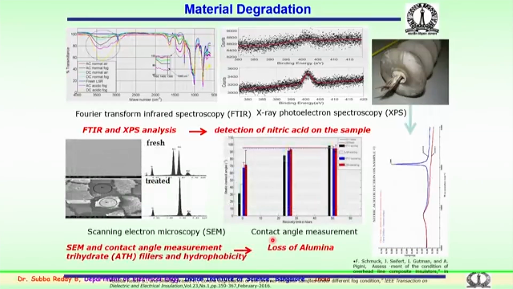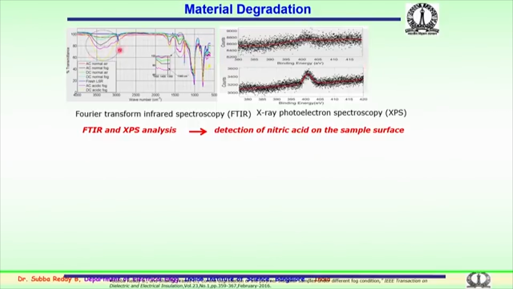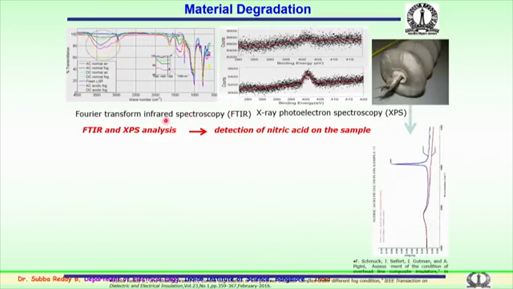These are some of the examples we have already discussed, that is the Fourier transform infrared spectroscopy. This gives the transmittance along the y axis and the wave number along the x axis, as mentioned earlier. The range 1350 to 1500 gives you the peak which was discussed, and also 3500 to 3700. This gives information about the loss of material: if it is near 1000, it confirms loss of bonding or depolymerization, which leads to loss of material properties. In case of 3200, it confirms the loss of ATH fillers. This gives an indication in the FTIR spectroscopy.